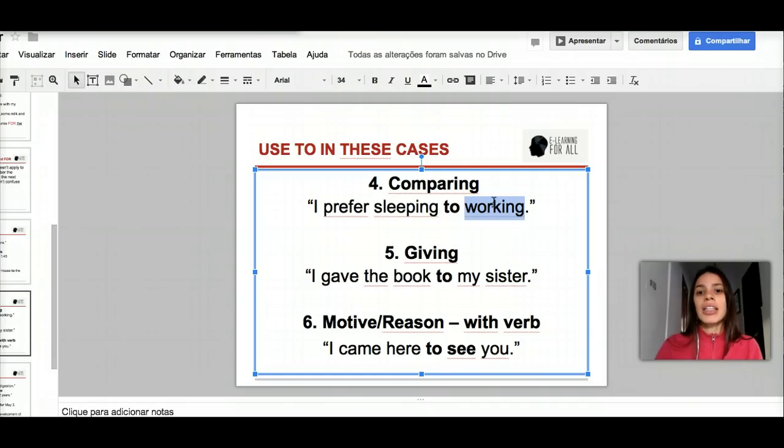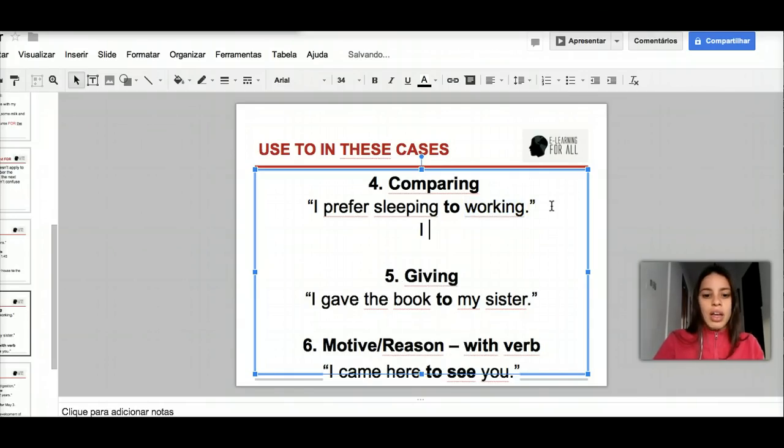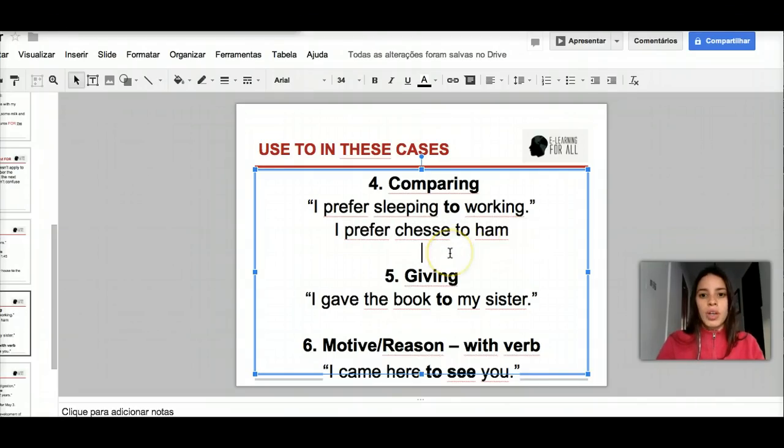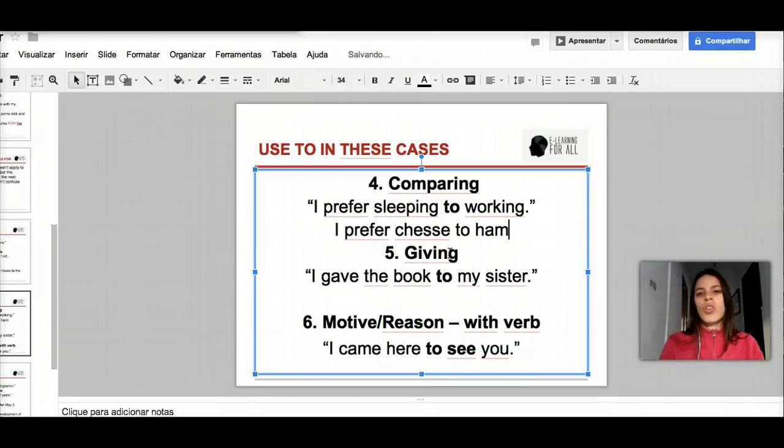It's like saying that you prefer cheese to ham. It's a thing, yes? It's not an action, okay? Let me put here this example as well. I prefer cheese to ham, okay? So you will not get confused by this ing here. Remember, this ing here is not gerund, okay? It's an action, all right.